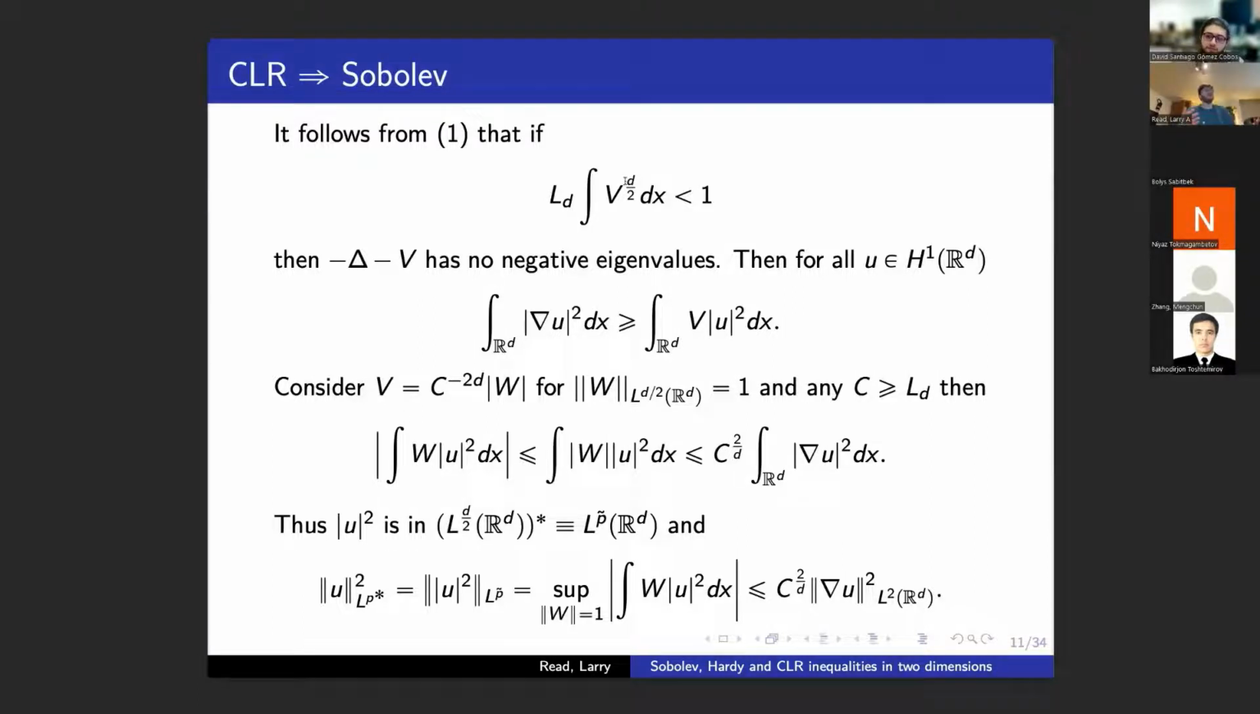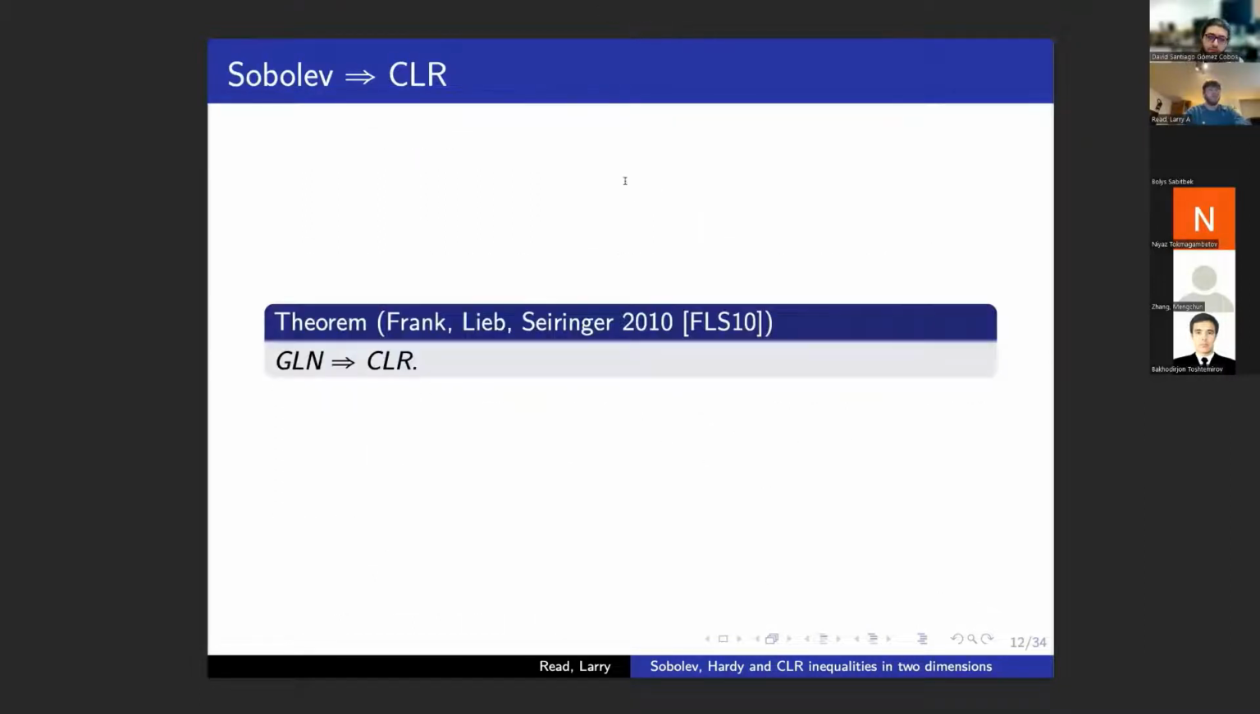So basically, yes, the CLR inequality implies Sobolev inequalities. And in fact, there are some more interesting Sobolev type inequalities that one can deduce from the Lieb-Thirring inequalities in general. More surprising is this implication here. That is the result of Rupert Frank, Elliott Lieb, and Robert Seiringer, that says that the Gagliardo-Nirenberg inequality actually implies the CLR inequality.